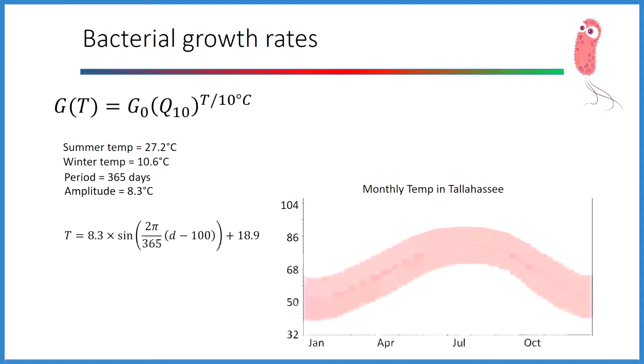Let's plot it to see how well it fits the data. It turns out that it's a pretty good fit. It looks like there's a little bit of a misfit in the fall, in the months of September and October, but for the most part it works really well and is probably good enough for our purposes. So now let's talk about how we actually calculate the growth rate as a function of time.